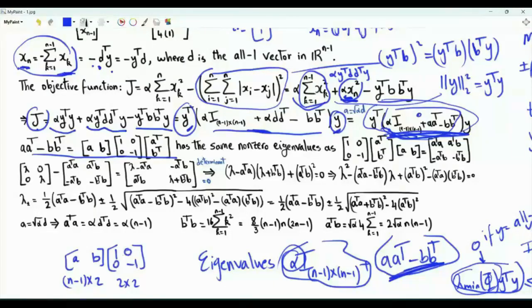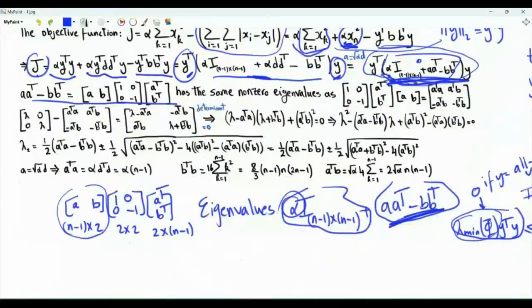Then we have a square matrix of size 2 by 2. We have 1, minus 1, 0, and 0. And then we have the transpose of this matrix. That's a matrix of size 2 by n minus 1. Its first row is A transpose and its second row is B transpose. What is the rank of this matrix? At most 2. This n minus 1 by n minus 1 matrix has at most 2 non-zero eigenvalues.